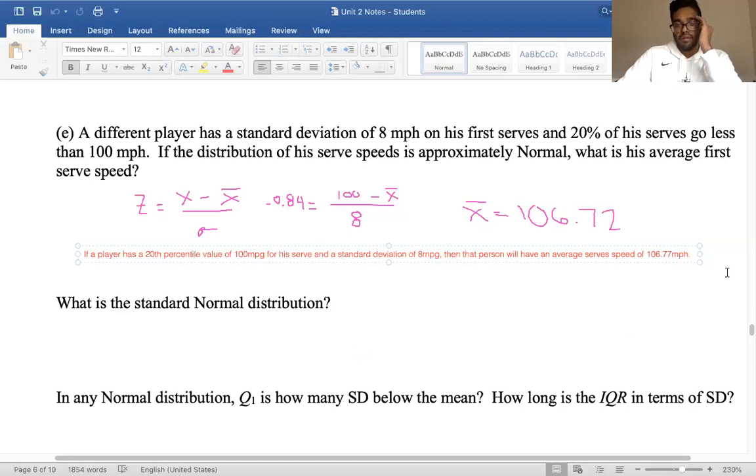And again, you can always double check this. You could plug this back in, right? You can go 100 minus 106.72 divided by 8. That will give you this 0.84. This 0.84 then corresponds to the 20th percentile. So you can always work backwards as well to double check.